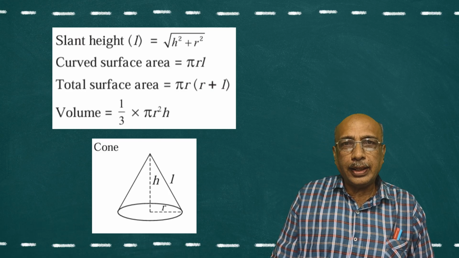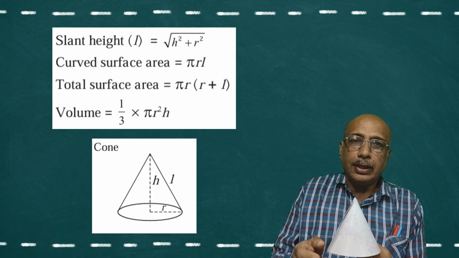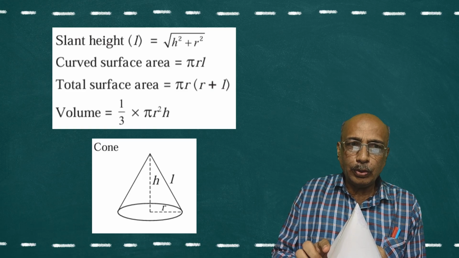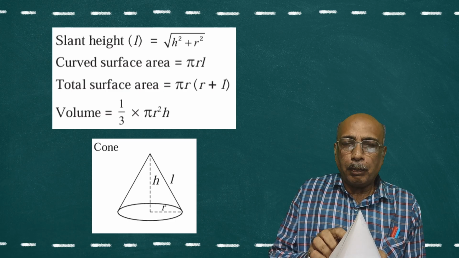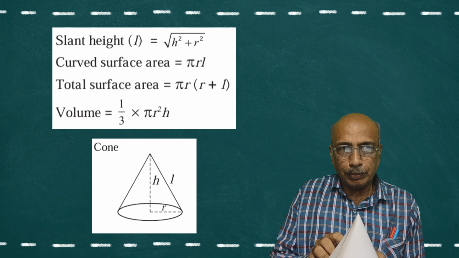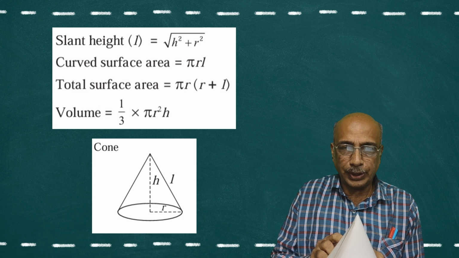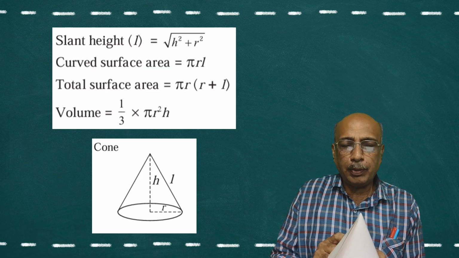So for the slant height, in the diagram you can see on the screen, slant height square, L square, equals h square plus r square by applying Pythagoras theorem, because h and r make an angle of 90 degrees as shown in the figure on the screen. So L equals root of h square plus r square.